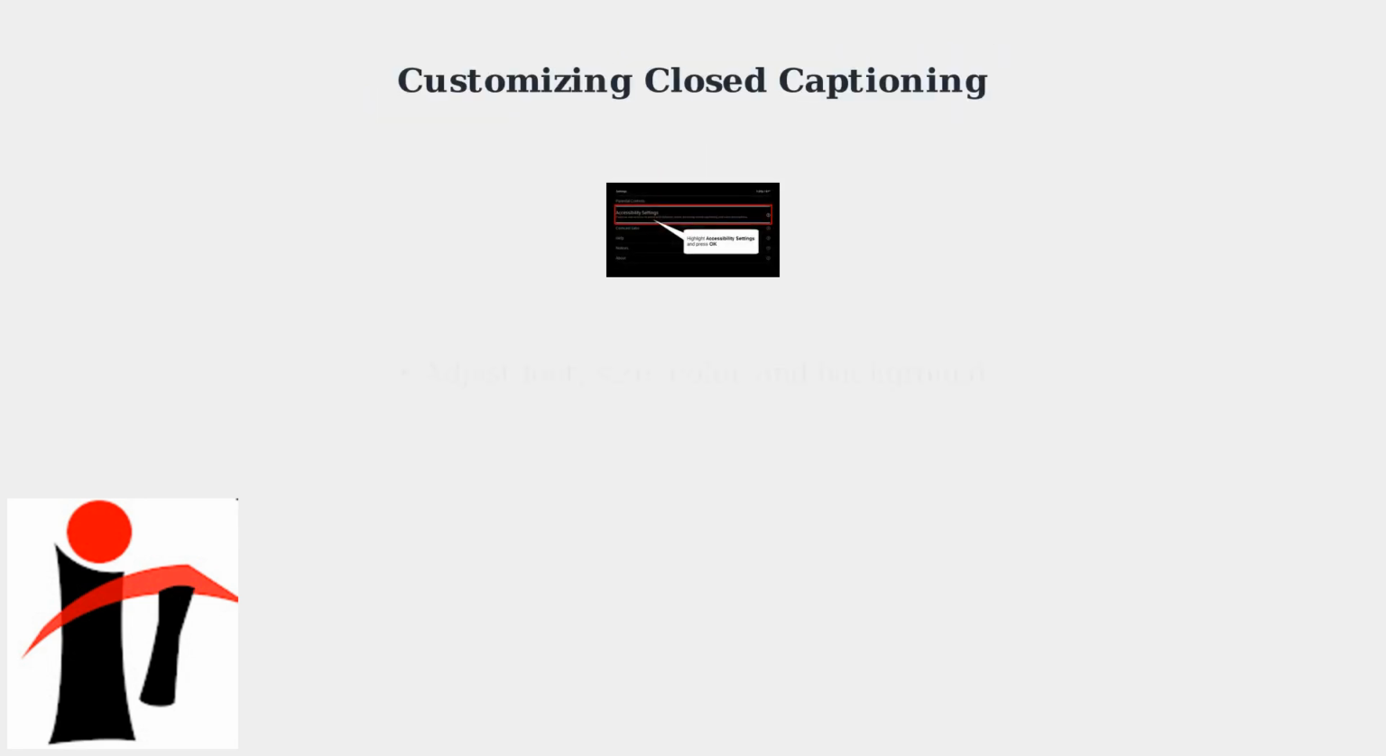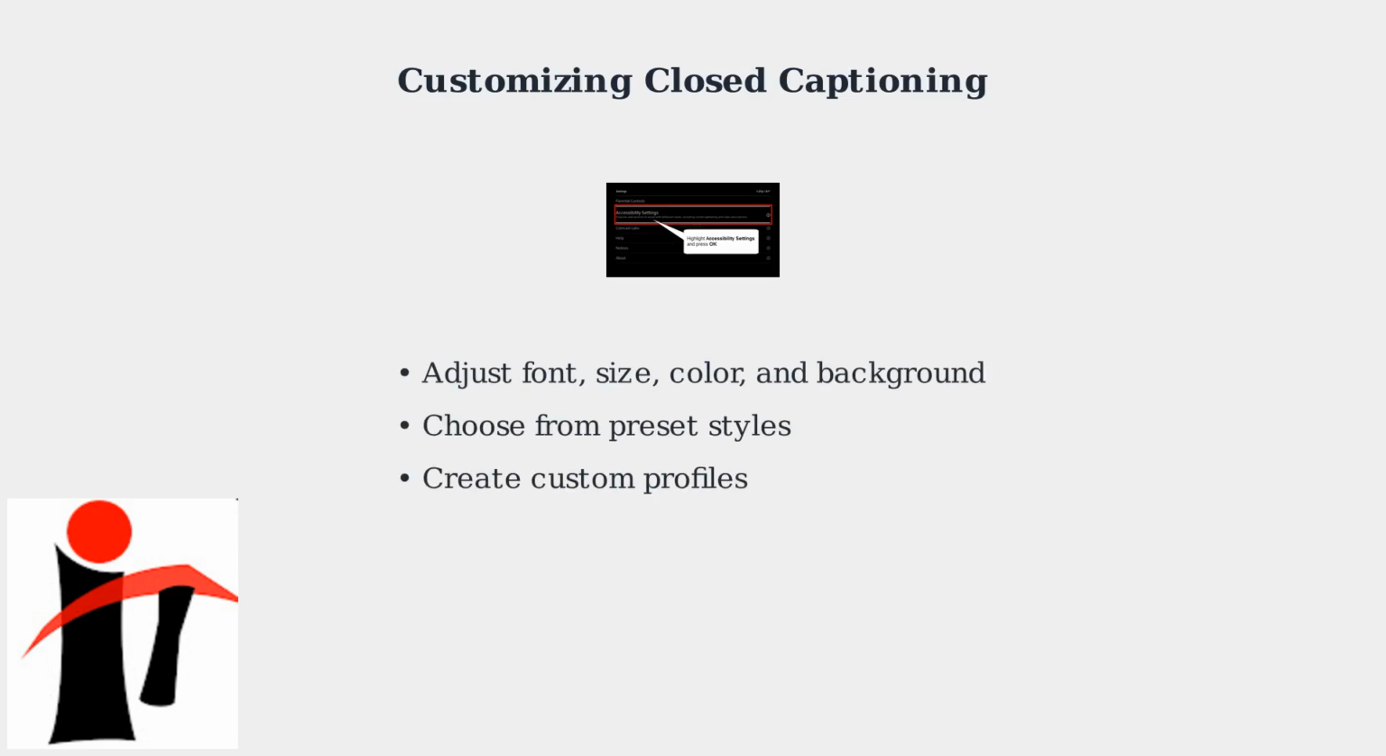Xfinity TV offers several customization options for closed captions. In the accessibility settings, you can adjust the font, size, color, and background of the captions to improve readability. Choose from preset styles or create a custom profile to suit your preferences.